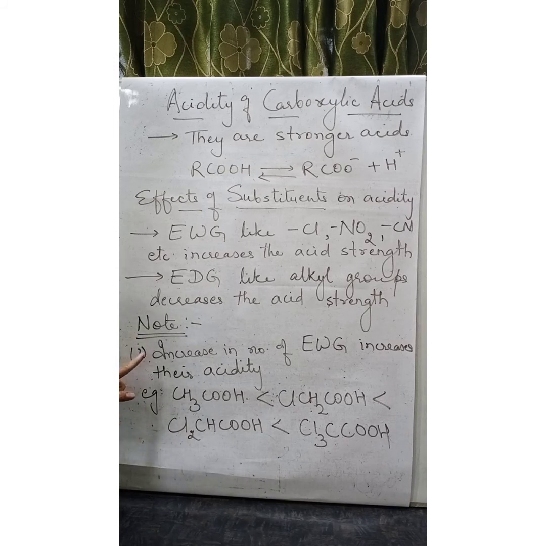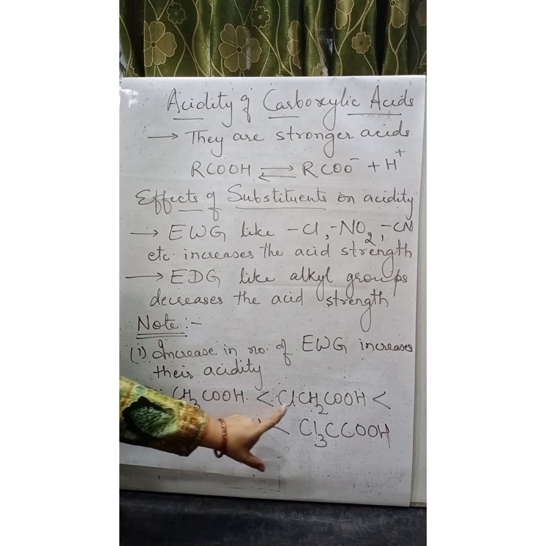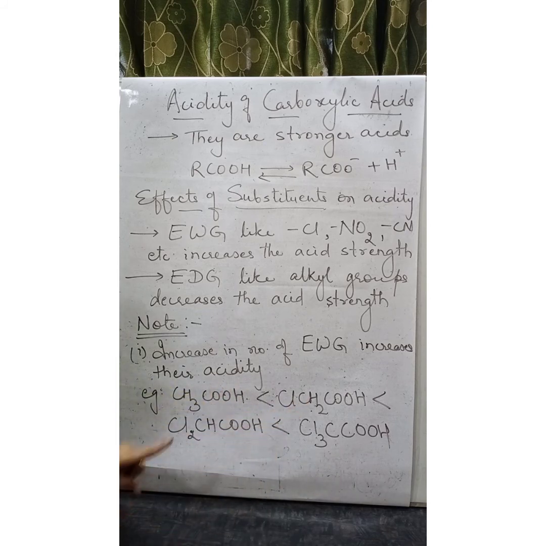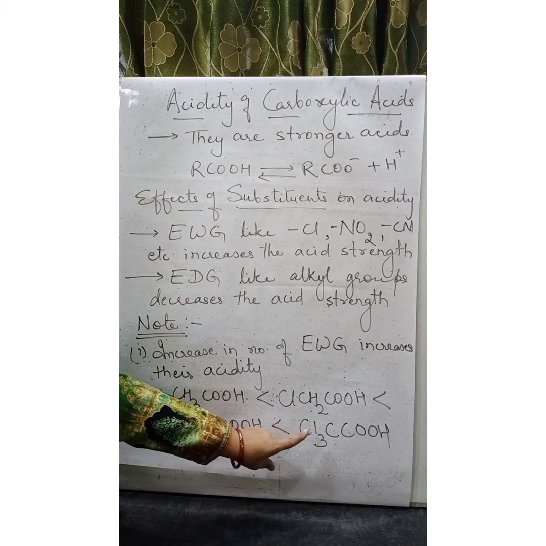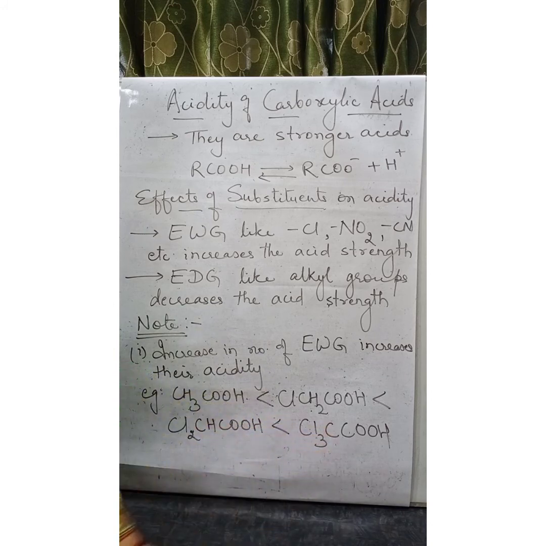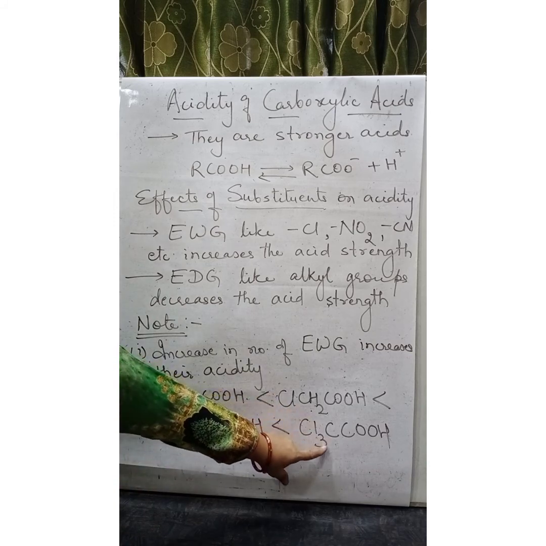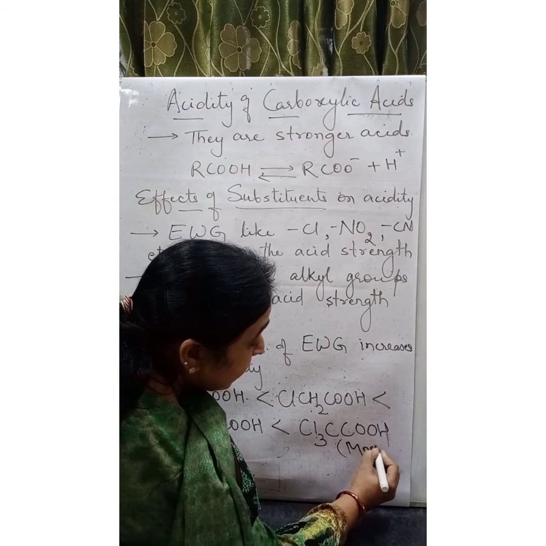Keep the following points in your mind. The first point says increase in the number of electron withdrawing groups increases the acidity of carboxylic acid. For example, the acidity of the following increases in the given order. Acetic acid is less acidic than ClCH2COOH, is less acidic than Cl2CHCOOH, is less acidic than Cl3CCOOH. In other words, we can say that trichloroacetic acid is most acidic.